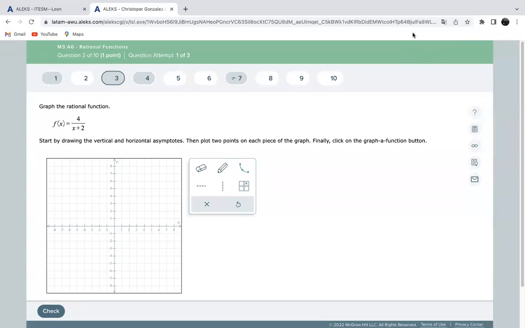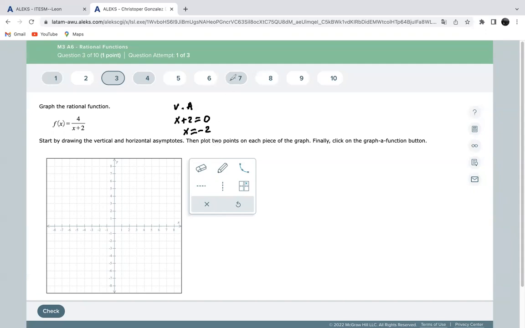Hello. In this example, we're going to see how to sketch the graph of a rational function with a constant divided by a linear. The first thing that we need to find is the vertical asymptote. The vertical asymptote is based on the denominator of the function. So that means that we're going to take x plus 2, and we have to set that expression equal to 0. And we're going to end up with x equals minus 2.